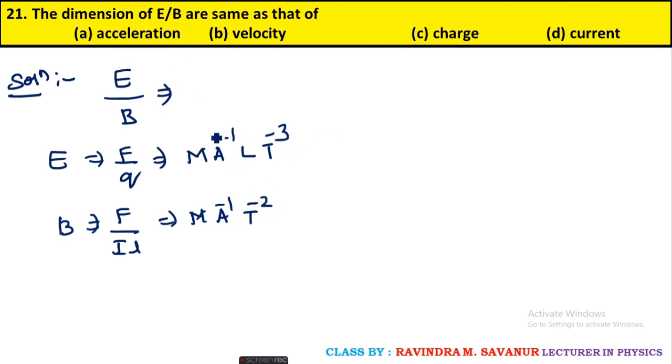Now substitute these two in the above equation, and after solving that one, we are going to get L T minus 1. L T minus 1 belongs to which dimension? L means meter, T means second, so meter per second. Whose dimension is it? Option B, that is velocity.